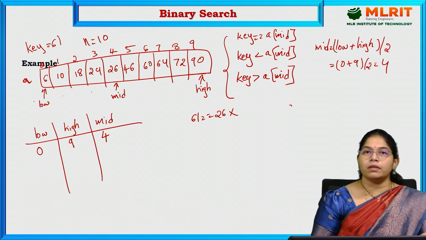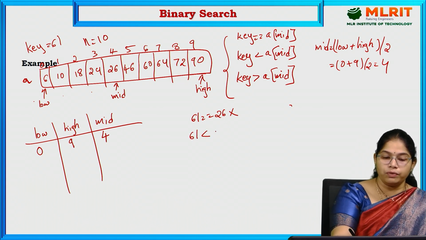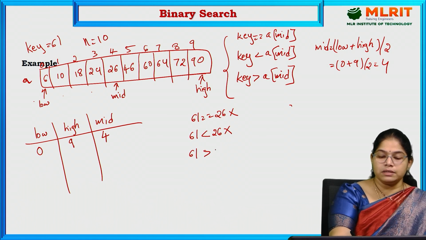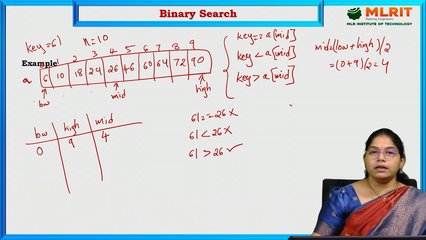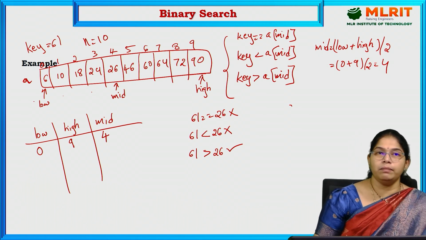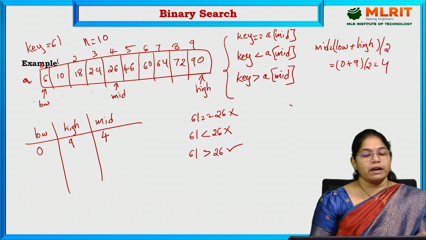No. So next condition is key, that is 61, less than A of mid. A of mid is A of 4. In that location we have 26. Is 61 less than 26? No. So we have to go with the next case, that is 61 greater than A of mid. 61 is greater than 26. Yes. Now the condition is true. That means the element which I want to search is greater than the mid value. That means it is right of the mid.